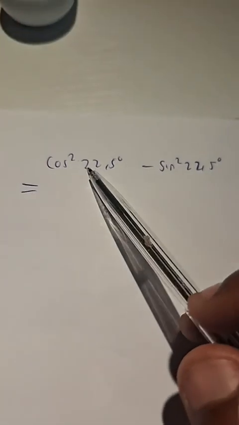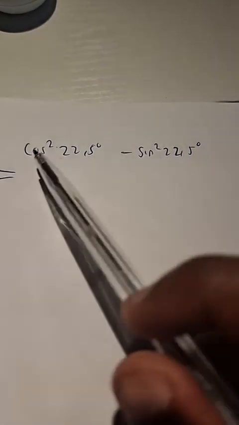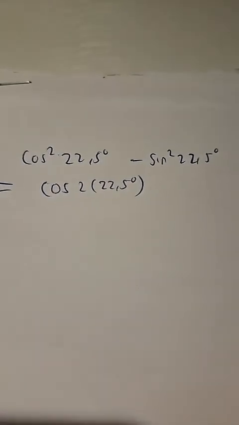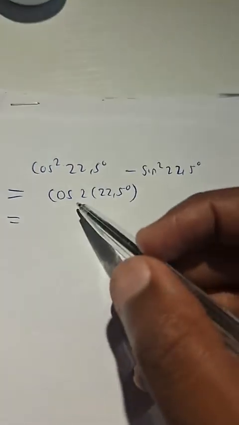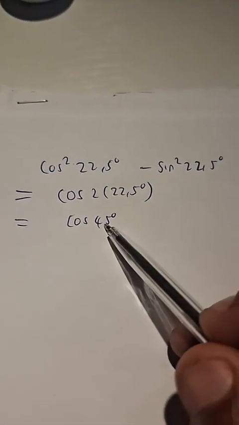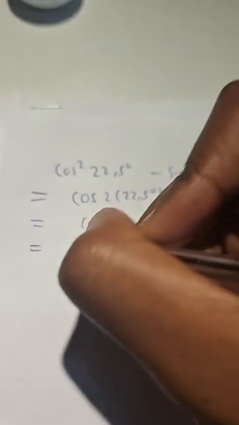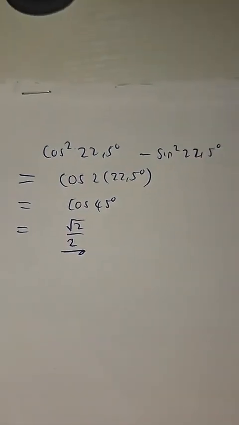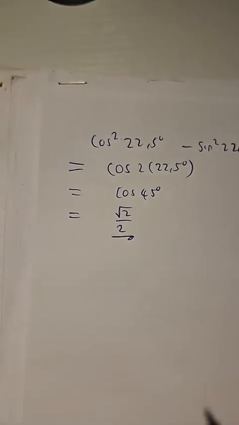So once again, cos squared 22,5 degrees minus sine squared 22,5 degrees. This is the double angle of what? Of cos, because cos squared A minus sine squared A. So therefore we say cos of 2 times 22,5 degrees. That's the double angle. Then the multiplication of 2 times 22,5 is cos of 45 degrees. But 45 degrees is a special angle, so you write the ratio, which is root 2 over 2. Okay. That was nice and simple.